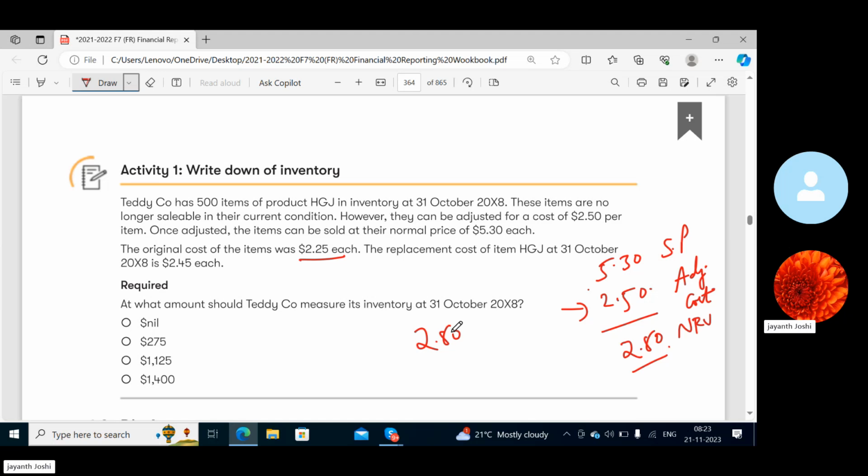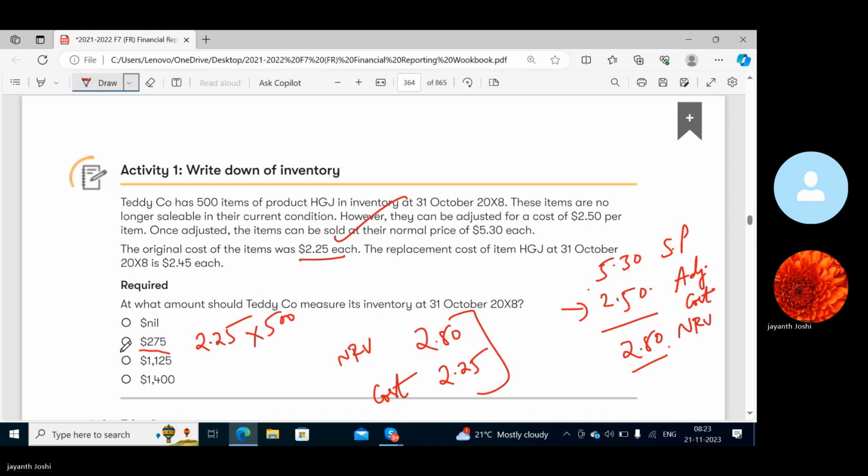and then what is our actual cost? 2.2. NRV and cost. What is the lower of NRV and cost here? 2.25. Into what is the number of units or items you have? 500. So the answer is 1125. Okay. Shall we move forward? Yes, sir.